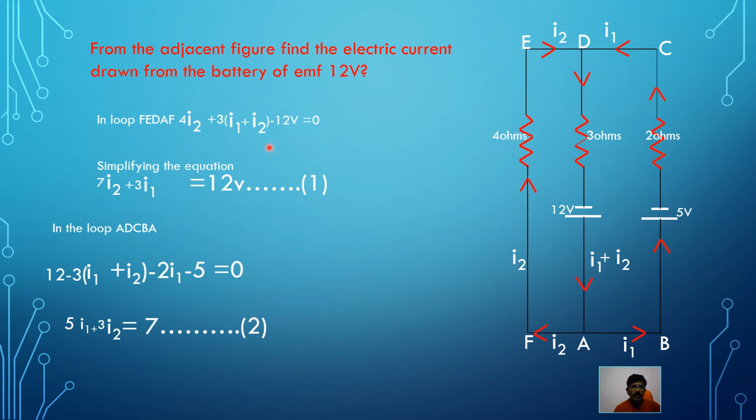Why have I given a positive sign here? Listen to me. This is the direction we are moving. This is the clockwise direction we are moving, and the current is also moving in the same direction. So you have to write a positive sign. Are you clear about that one?